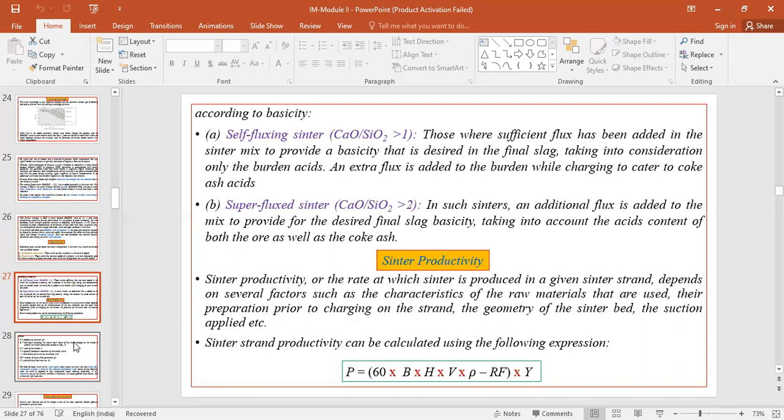Whereas in the superfluxed sinters, having basicity greater than 2, that means we are adding fluxes to the sinter during its manufacturing by considering the acidic oxides which are joining the blast furnace from both the iron bearing material as well as the coke ash. By considering the quantity of SiO2 which is joining from these two, we add the fluxes during the manufacturing of the sinter itself. So those are called superfluxed sinters. Generally they will have basicity greater than 2.